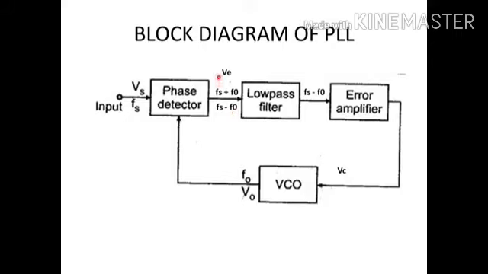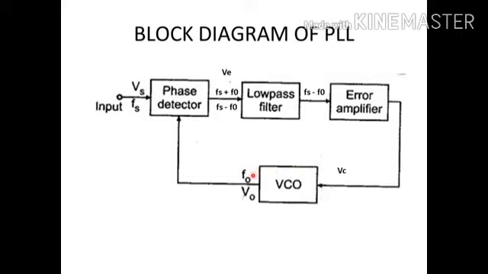This error voltage is passed through a low pass filter. The output of the low pass filter will be nothing but the low frequency component alone, because the high frequency component gets filtered. So initially when Fs is very far away from F0, we will have a considerable amount of DC voltage over here. This DC voltage is amplified by the error amplifier and applied as a control voltage to the VCO. When this control voltage is a significant value, it will try to shift the frequency F0.